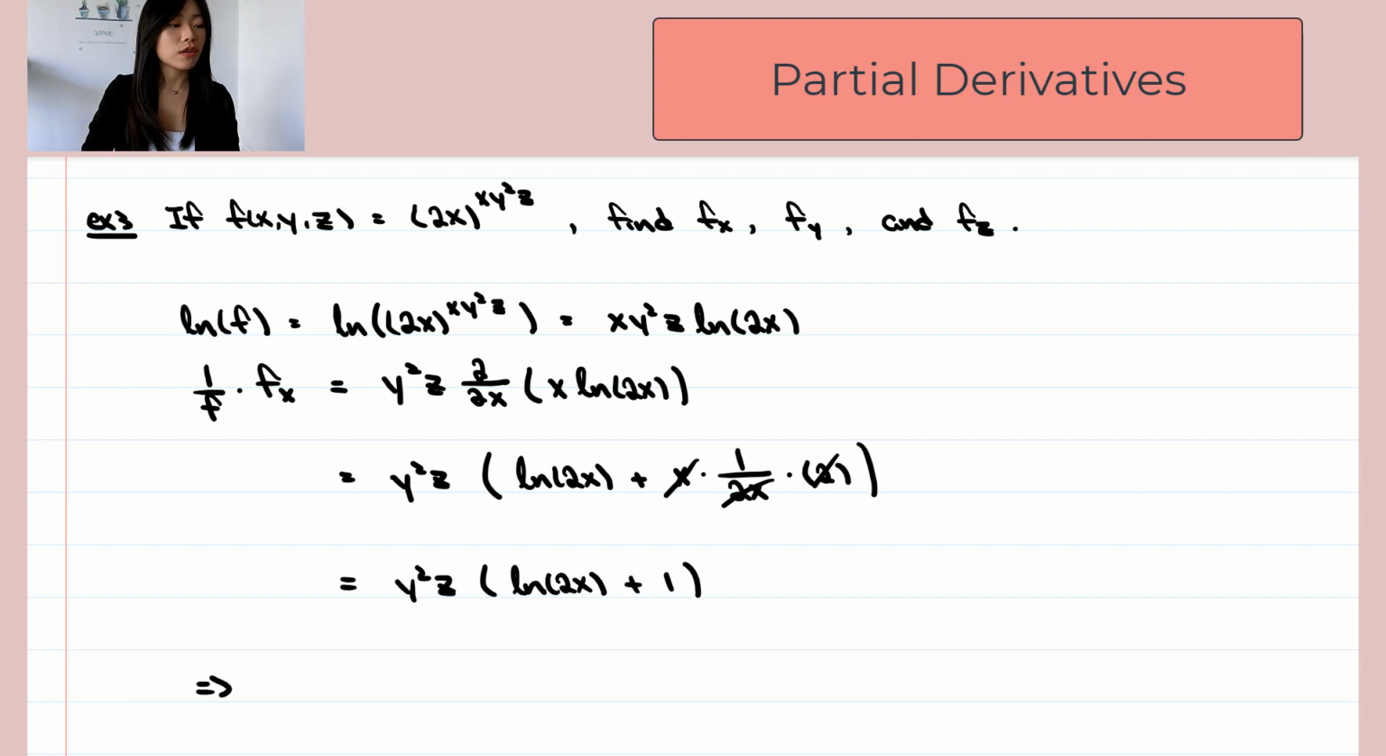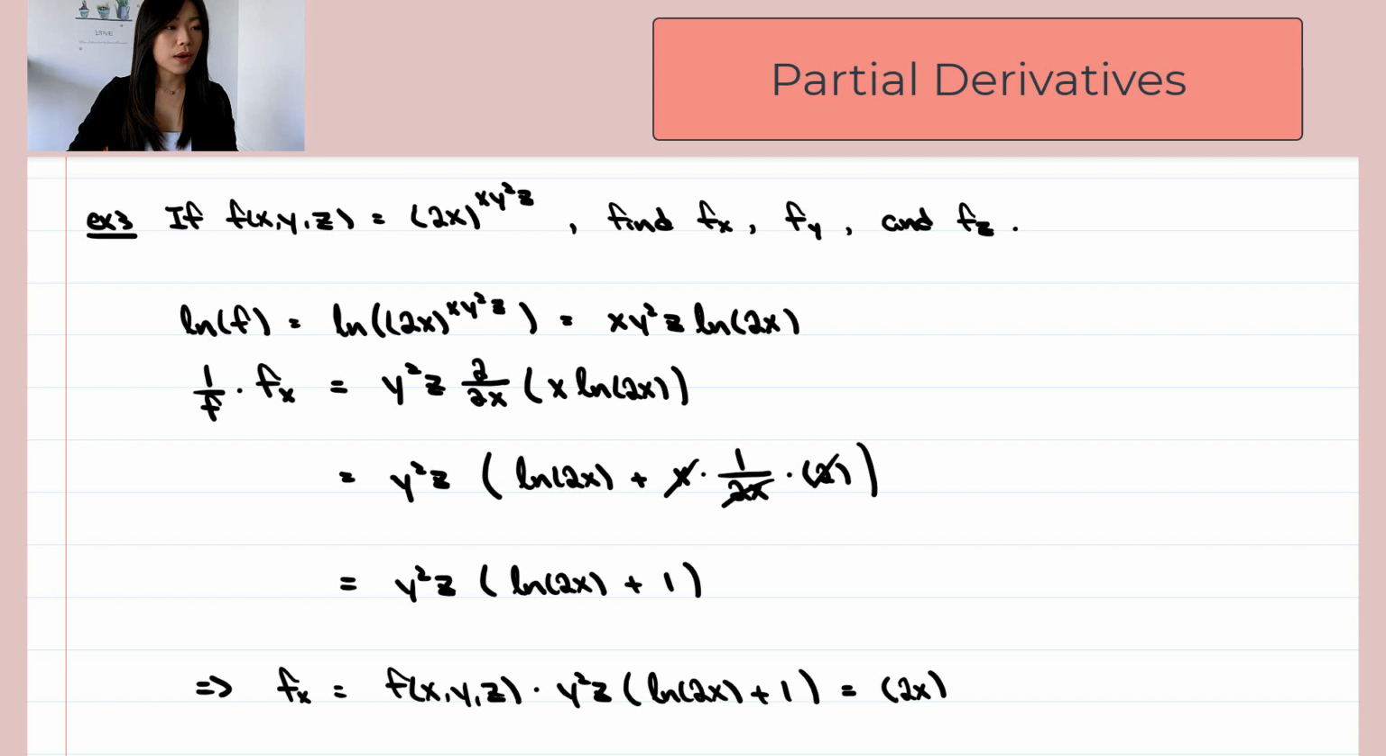Then I can solve for the partial derivative of f with respect to x by multiplying by the function f on both sides. That is f of x, y, and z times the right-hand side, y squared times z times ln of 2x plus 1. Then I substitute my original function, f of x, y, and z, back into this expression. So the partial derivative with respect to x equals 2x to the power of x times y squared times z, then times y squared times z times ln of 2x plus 1.